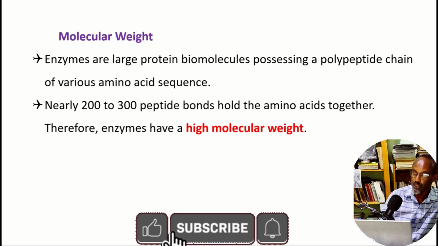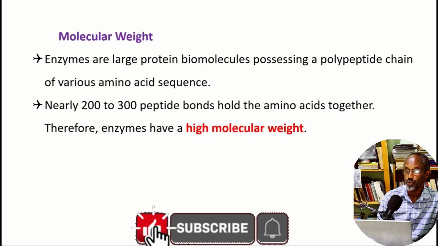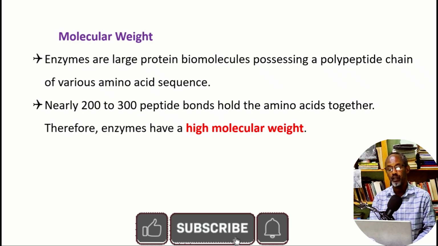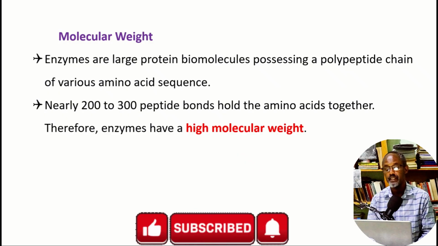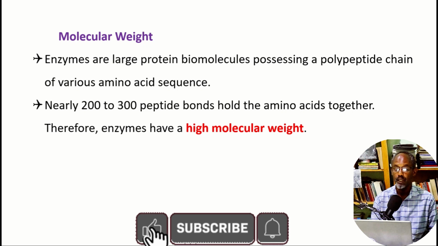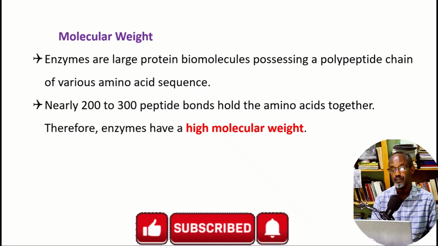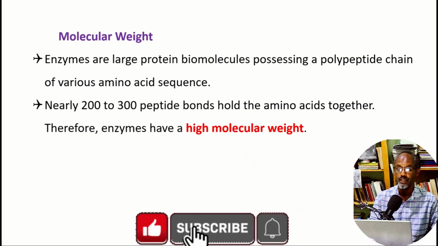One peptide bond holds two amino acids together. Two peptide bonds hold how many? Three amino acids together. Four peptide bonds hold five amino acids together. Therefore, 200 peptide bonds means how many amino acids are joined together? Subtract 1 from 200, 199 amino acids. If 300 peptide bonds are there, the number of amino acids is 300 minus 1, that is 299 amino acids. There is huge molecular weight.